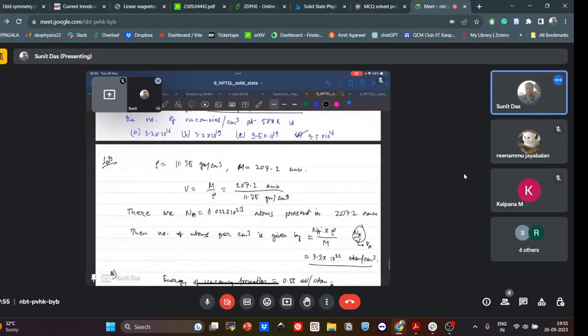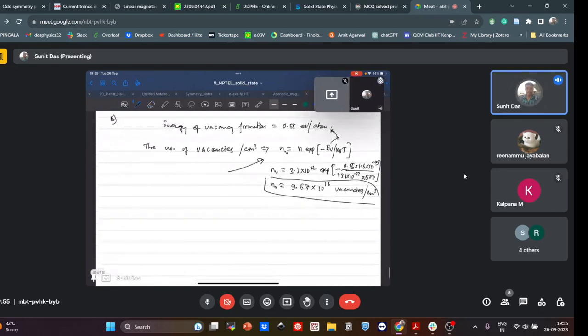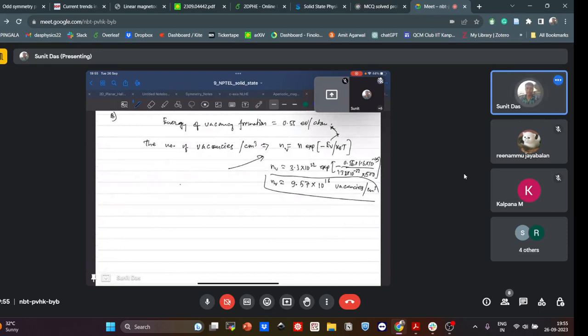Okay, now this number of vacancies per cm cube, this formula is nothing but the Boltzmann distribution function. According to the Boltzmann distribution, the concentration is proportional to e to the power minus energy by kB T. So according to this formula, the number of vacancies, or the concentration of vacancies, equals the initial number of atoms multiplied by that factor.